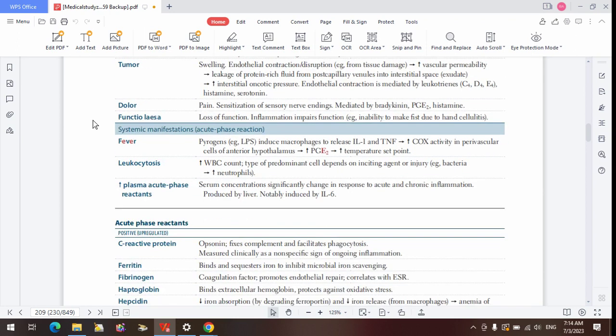So, in addition to these cardinal signs that we are seeing in the localized tissue, what are those ones that are happening within the system? What are those ones that are happening in the other part of the body? That is what we call the acute phase reaction.